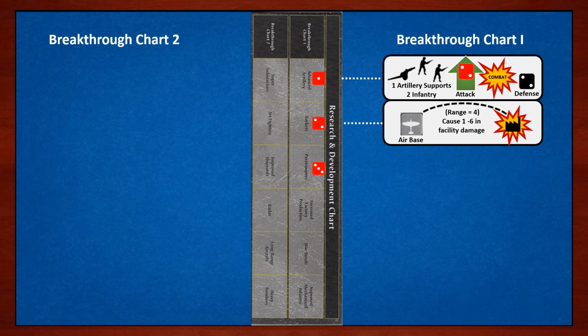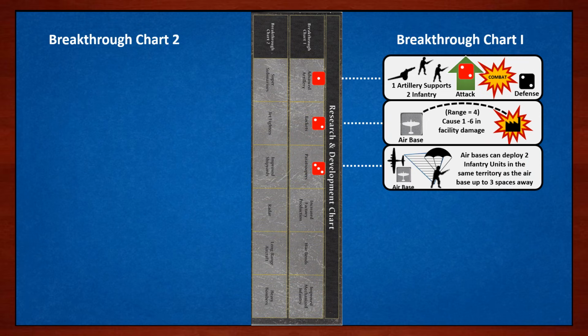If a 3 is rolled, then the paratrooper ability is enabled. With the paratrooper ability, up to 2 infantry units in the same territory as an air base can be redeployed up to 3 spaces away to support an attack or an amphibious assault. When moving, paratroopers must obey the same restrictions that air units do.